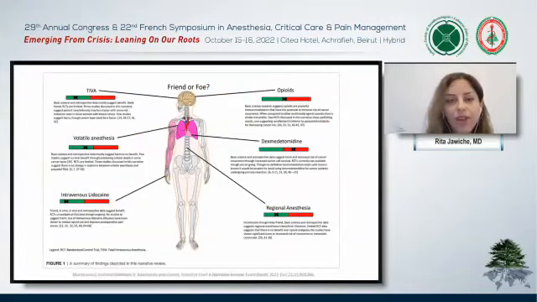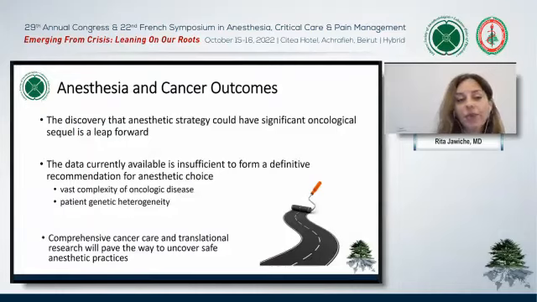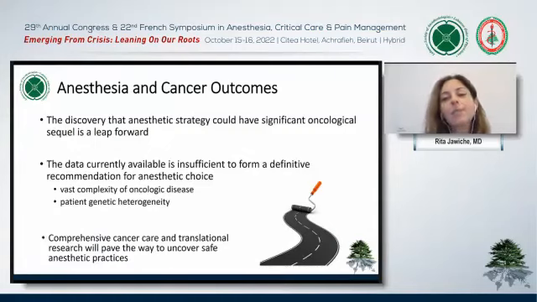Since we don't have a lot of time, I won't be going into details, but all the studies are really discussing the opioid effects, total intravenous anesthesia, volatile anesthesia, so the different techniques and the different drugs of anesthesia and their effect on cancer. At this stage, what I could say is that we have lots of research, but the data is still insufficient to have a definitive recommendation on what is the best anesthetic choice for cancer patients.